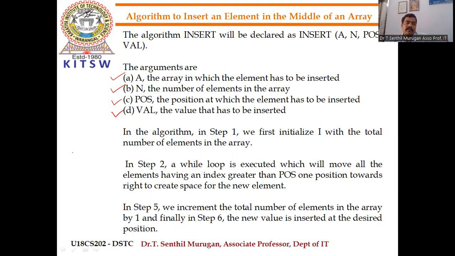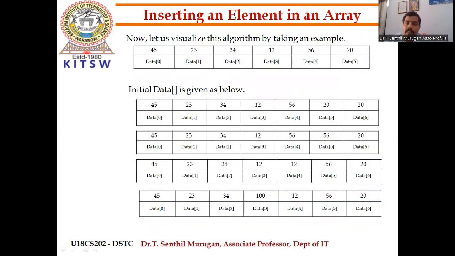So if we are given the sixth position, it means from the sixth position we have to move one position forward, or right side. So after shifting it, the sixth position will be free. So then directly we can assign the value to the sixth position. Okay, so in step 5, we increment the total number of elements in the array by 1. Finally, step 6, the new value is to be inserted there. So see here this example.